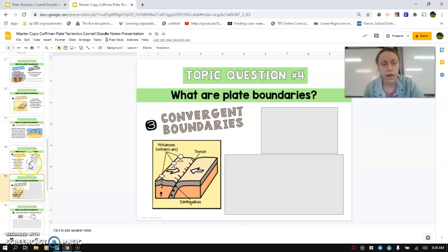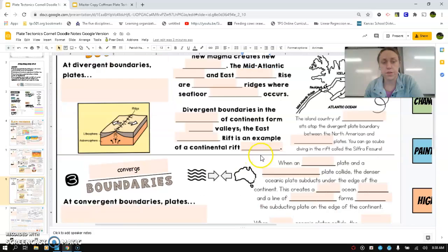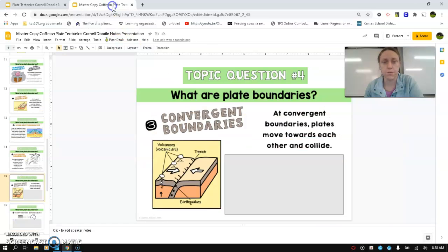Okay, the last one is convergent. Now, we did not read about this in CK12. Okay, so if you notice that one is going underneath the other here, and we're producing some volcanoes. So at convergent boundaries, plates move towards each other and collide. So that will go right here. Now I do have to speed this up a little bit, okay, because I'm limited on time.